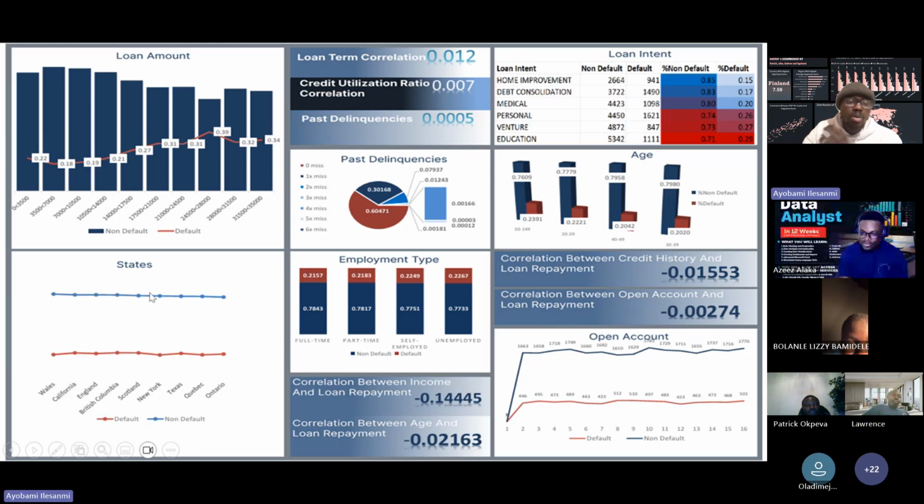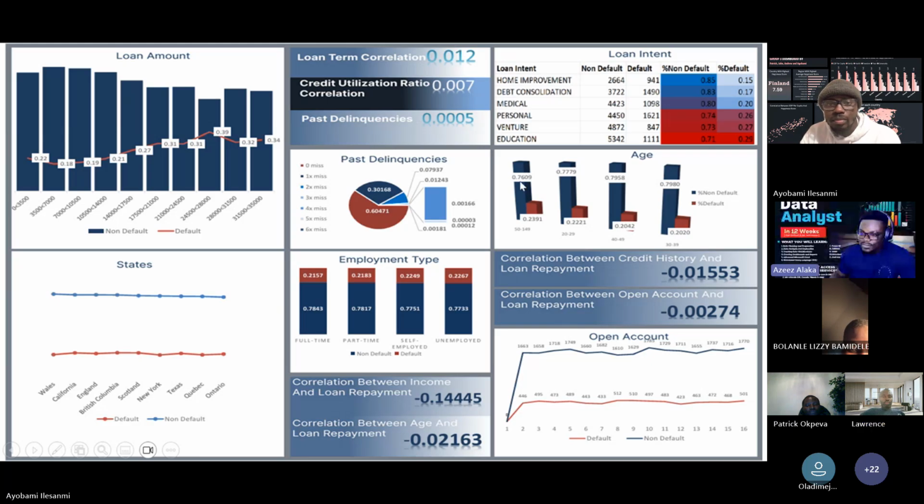And the state, I discovered that the state does not matter that much. There is not much difference in the default rate across the states where these people who apply for loans are located, as we can see in the line here.